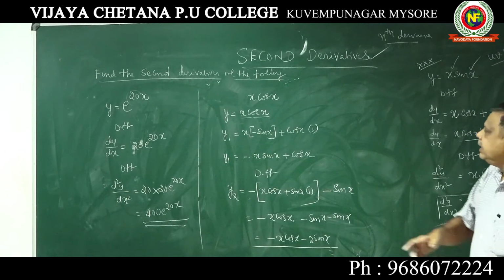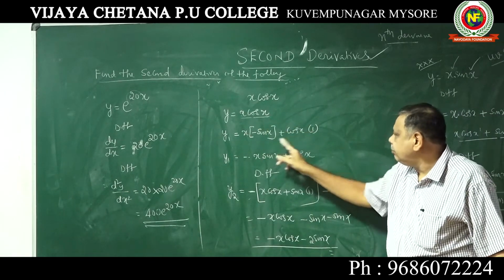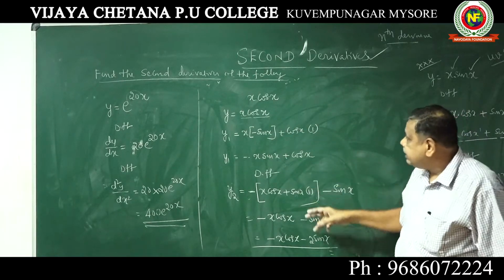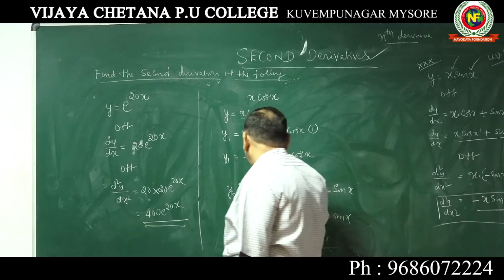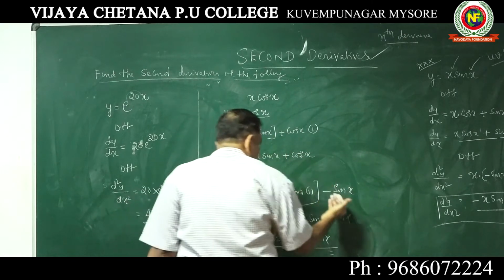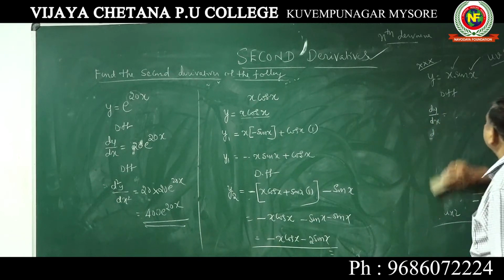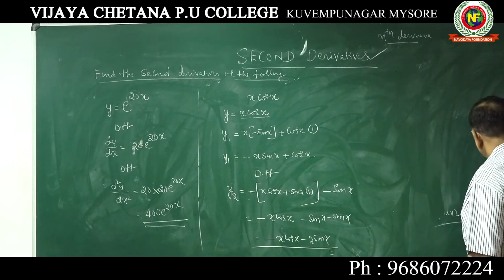Any doubts? What I am doing here is the product rule when differentiating y1, and in the second differentiation we are again doing the product rule, and this also has to be differentiated. Final answer is this. Take one more problem.